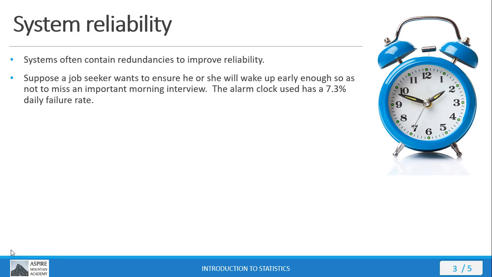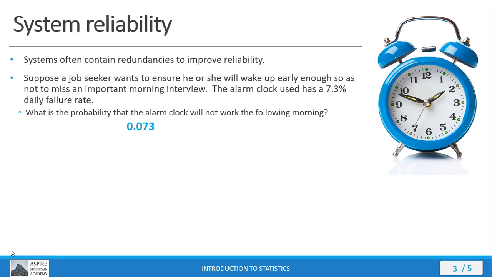So let's say we've got a job seeker who wants to ensure that he or she will wake up early enough so they don't miss an important morning interview. The alarm clock that they're using has a 7.3% daily failure rate. So that means every day there's a 7.3% chance that the alarm clock will not work as intended. What's the probability that the alarm clock will not work the following morning? Go ahead, stop the video here, and then come back when you're done with your calculations, and we'll see how you did. Okay, let's see how you did.